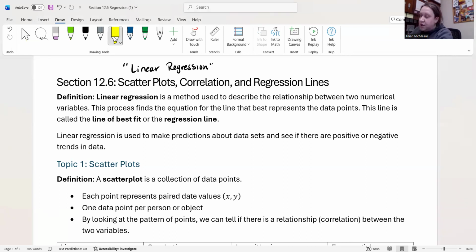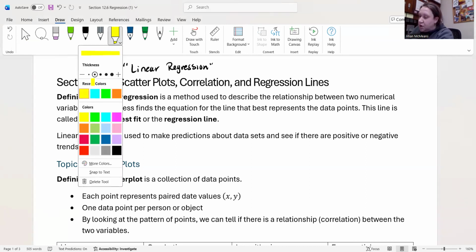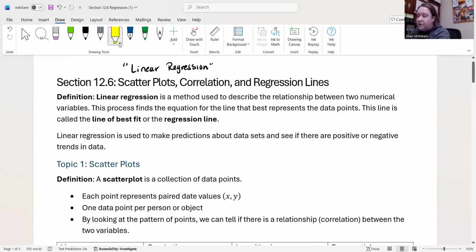So as a definition, we have that linear regression is a method used to describe the relationship between two numerical variables. So we're going to have variables that have some kind of numerical value associated with them. This process finds the equation of the line that best represents the data points. This line is called the line of best fit or the regression line.